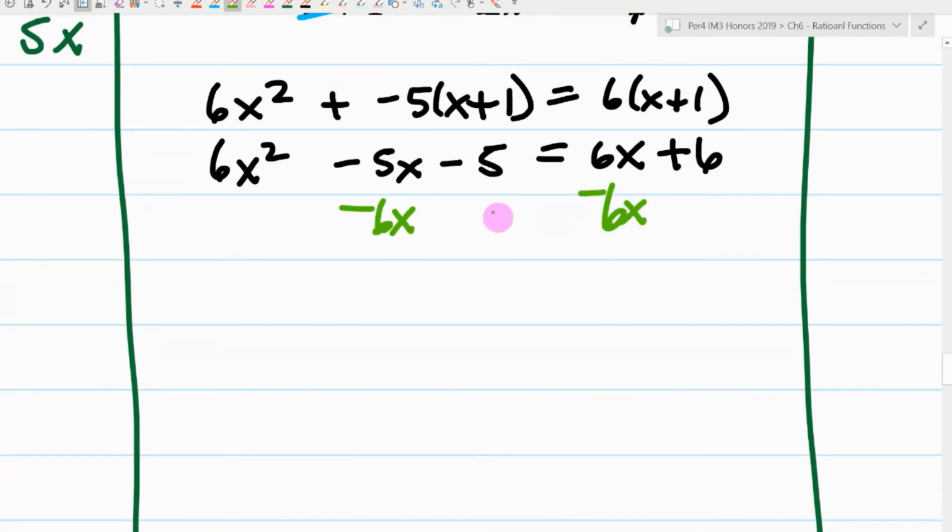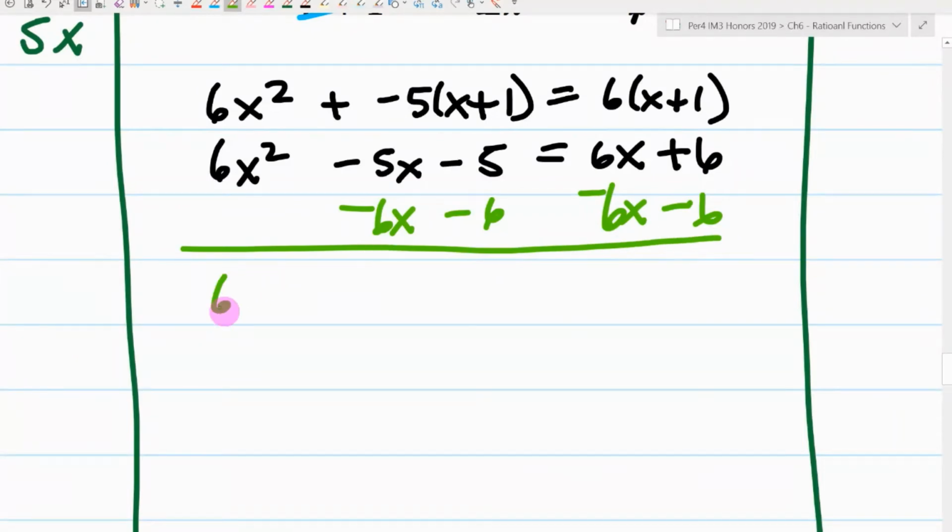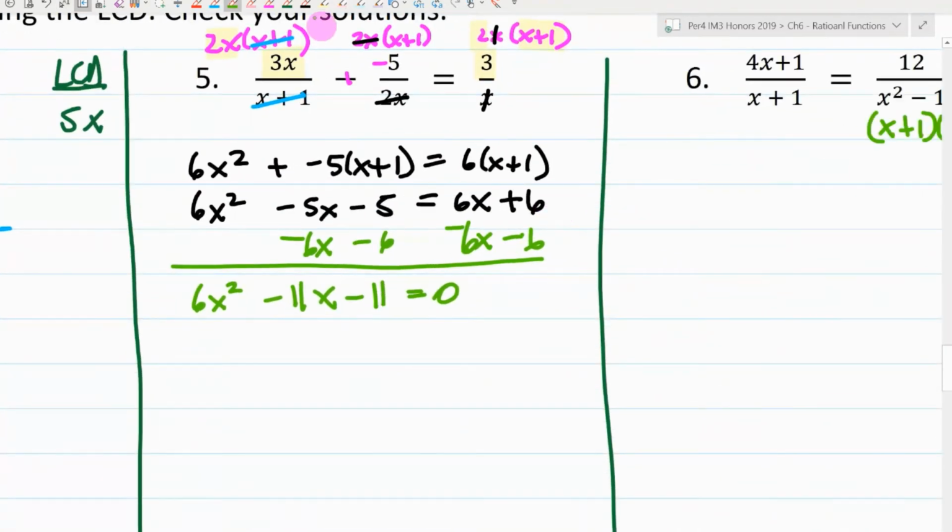Subtract 6x, subtract 6. So I'm going to have 6x squared minus 11x minus 11 equals 0. Now let's see what happens here. I'm not sure if we're going to be able to factor this. We would have to multiply these two together, negative 66, to get negative 11.